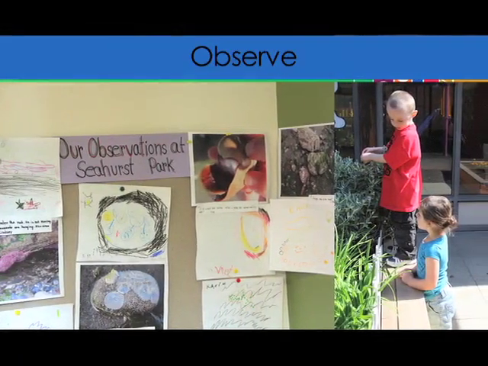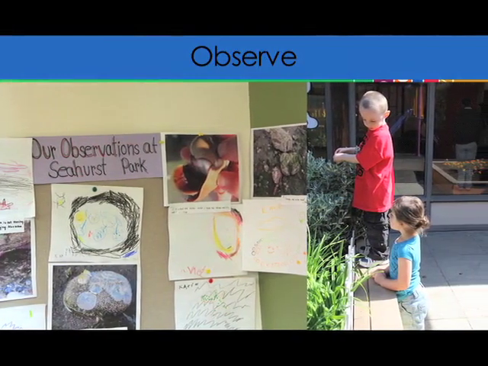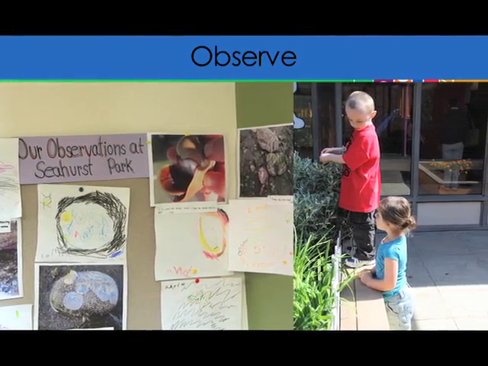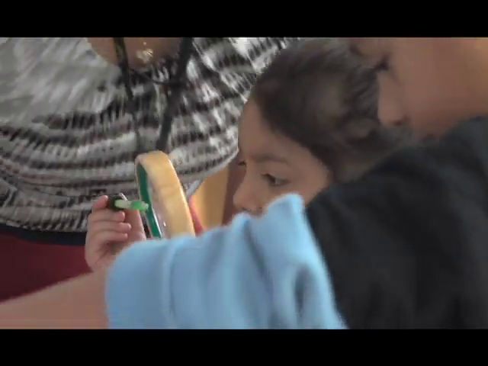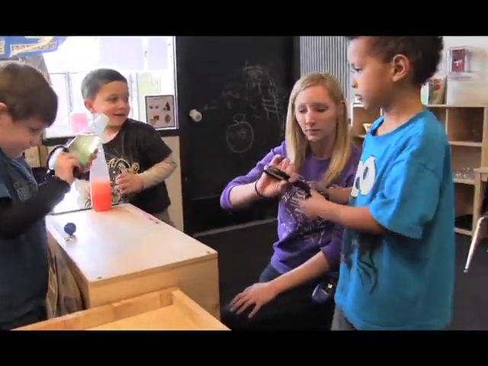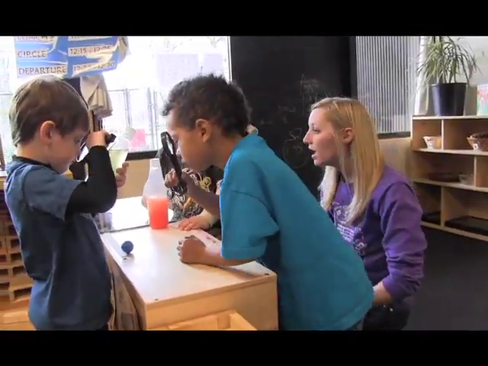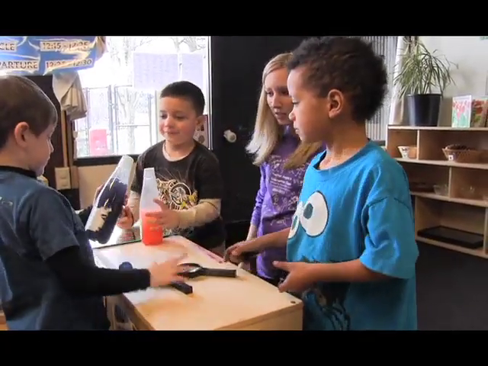Observing is how children gather information to answer their questions, to learn more about something, or to figure out how to solve a problem. Teachers encourage children to notice details, to compare, and to use all their senses. Magnifying glass. When I look in it, it kind of looks like a different color. Oh, good observation. So Zeke's going to shake it and see what he sees.